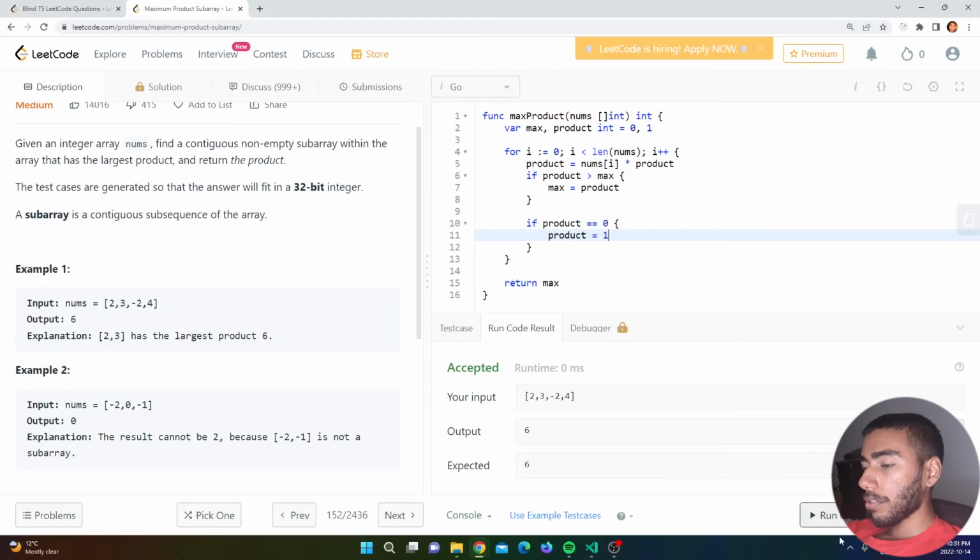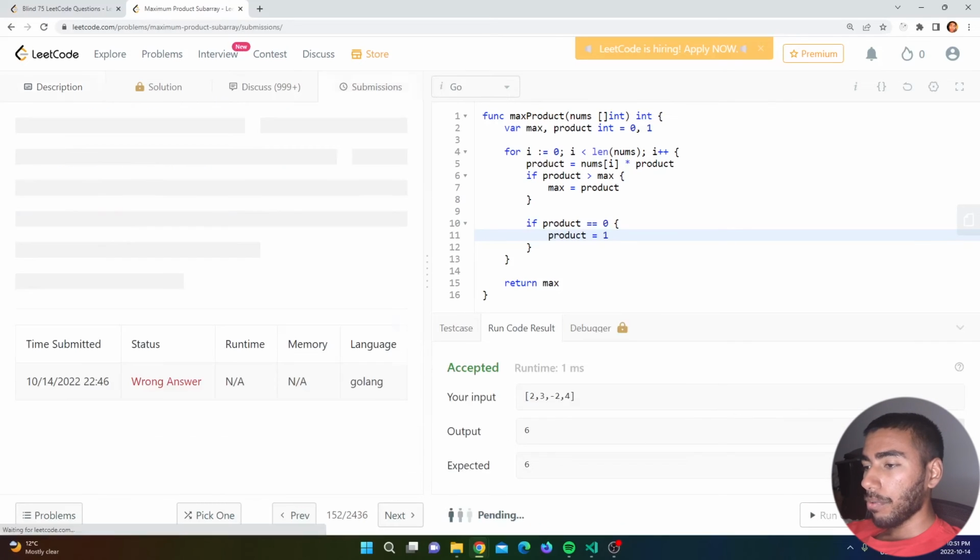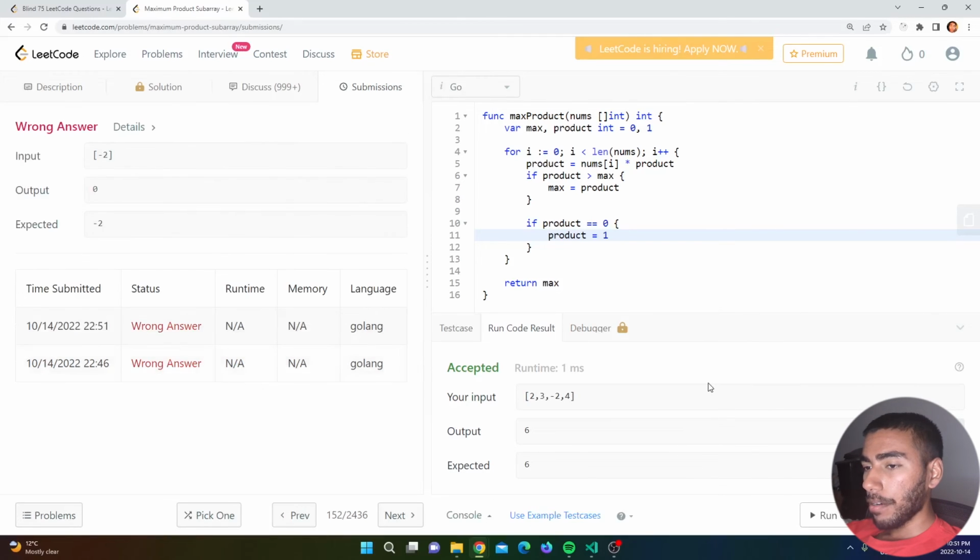So let's run this code and see whether first it passes the original test cases, which it does, and now let's submit the code and see what we get. In this case the output is 0, but the expected is 2. Oh, okay, because it's equal to 1. But let's not try to make an edge case for this. I'm curious if this is just the one edge case that doesn't pass.